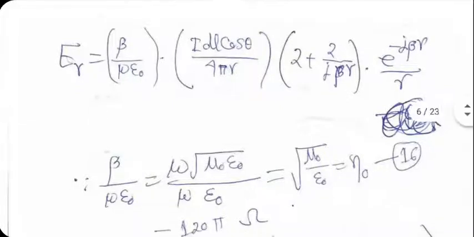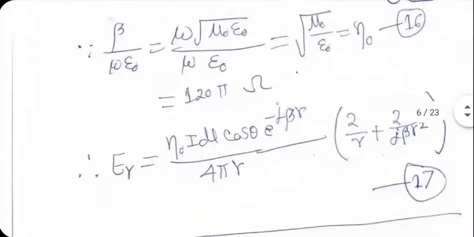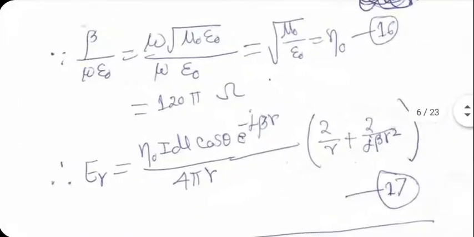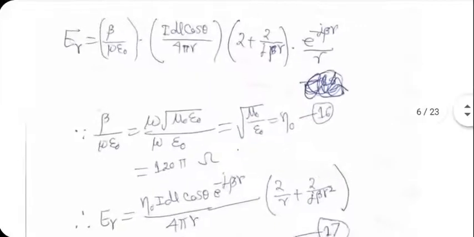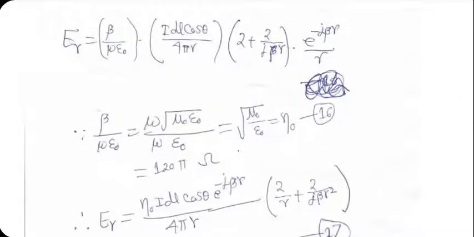Nice to know that, nothing wrong with it. So I rewrite ER in a form which is actually given in the book. Book doesn't have the other formula that I got. Book doesn't mention this formula for ER. They actually give this formula in terms of eta naught. No matter what, e to the power minus j beta r divided by r is there in all the terms. That is always the reality.